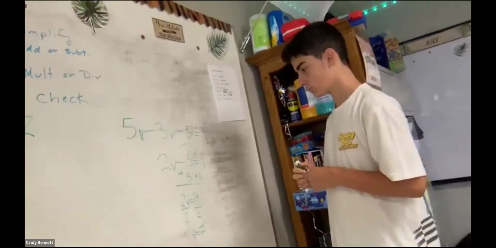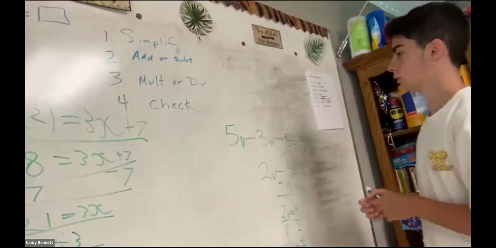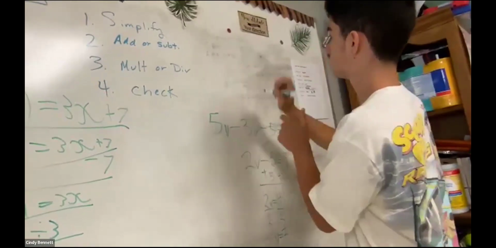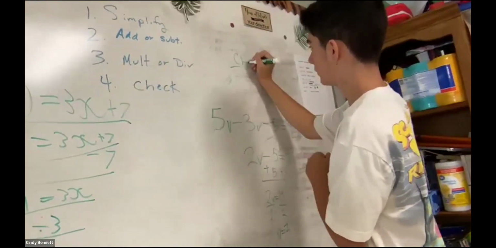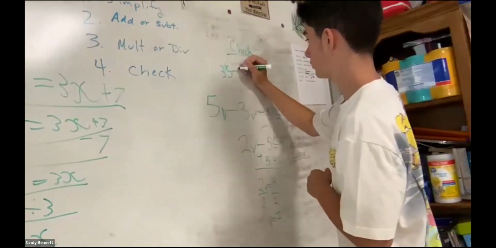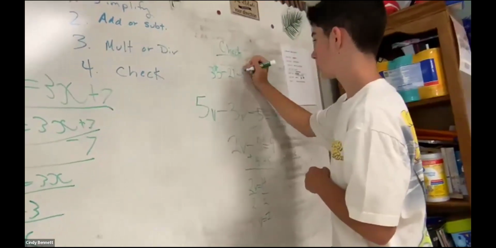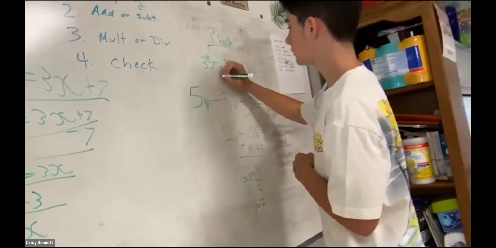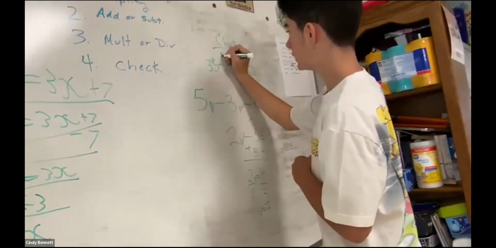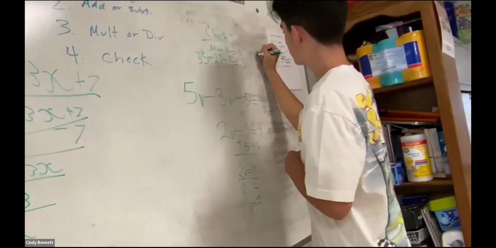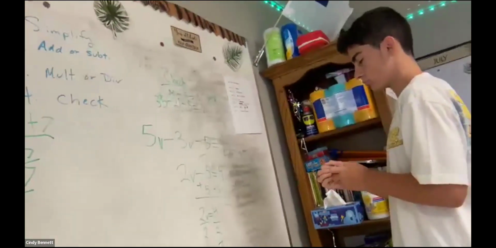Next step is doing what? Check it. So 5v would be 5 times 7. 5 times 7 is 35. 3 times 7 is 21. Minus 5 equals 9. Yes, this would become 14. So 9 equals 9. Okay, so we got that. All right, very good.